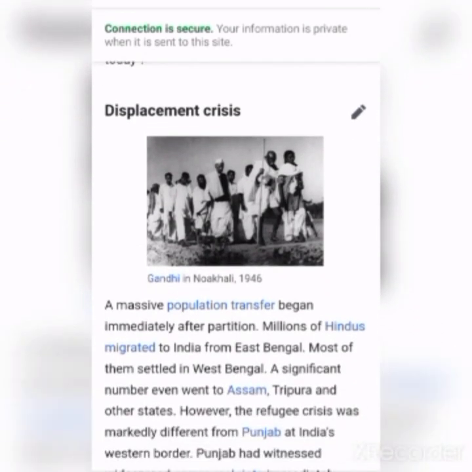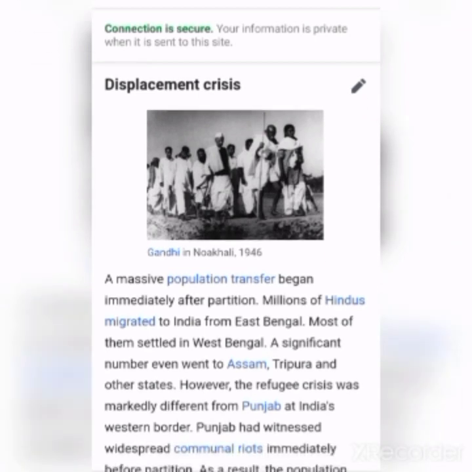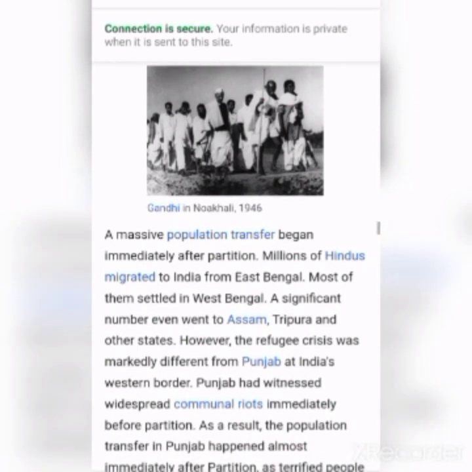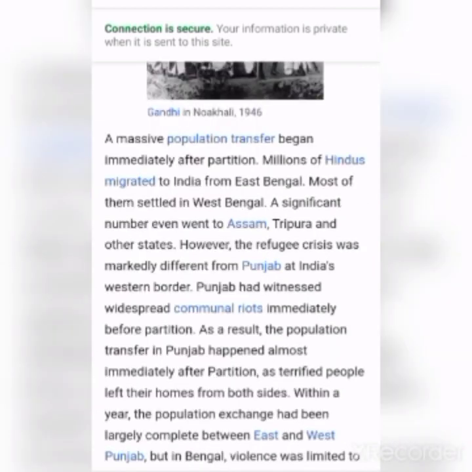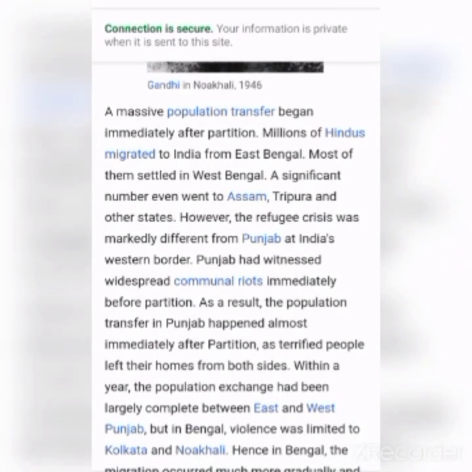A massive population transfer began immediately after partition. Millions of Hindus migrated to India from East Bengal, most of them settling in West Bengal. A significant number even went to Tripura and other states. However, the refugee crisis was markedly different from Punjab at India's western border.